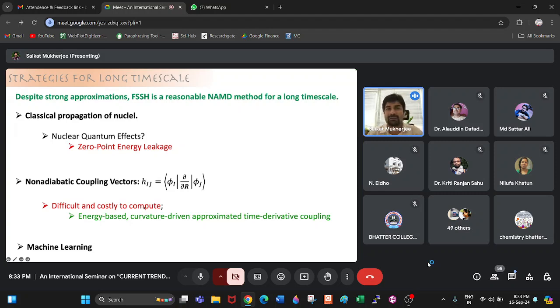Those who are a little bit aware of non-adiabatic chemistry or computational chemistry know how difficult and costly it is to compute. So I will show you an energy-based, curvature-driven, approximated time derivative coupling, where I will not require calculating these integrals. And finally, of course, everybody is talking about machine learning. I have these three strategies to tackle my simulation for long time scales.